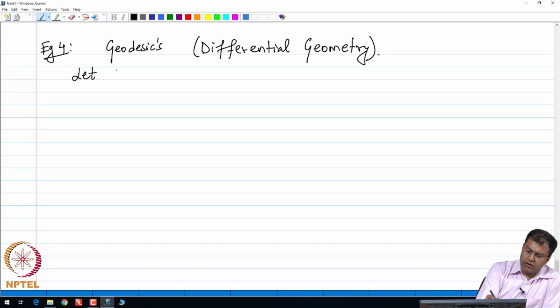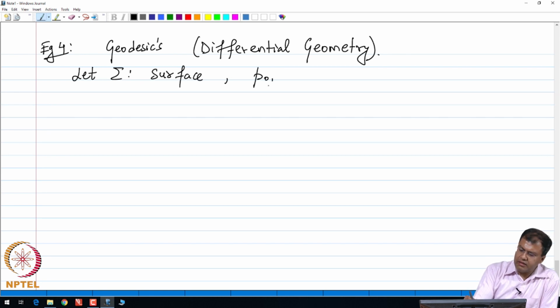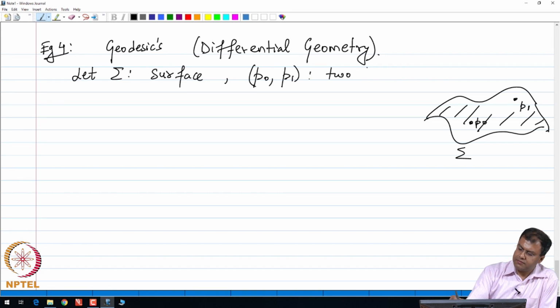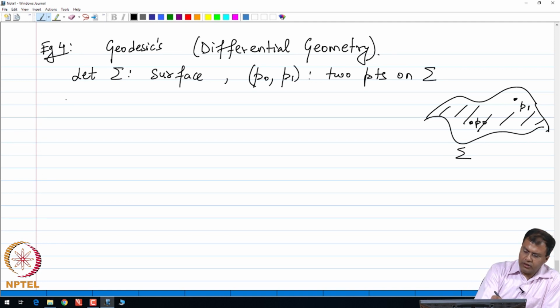Let us assume that sigma is some surface. It could be a surface of a sphere, it could be any particular surface, and let us say P0 and P1. Now, for easier reference, let this be my surface denoted by sigma, and let P0 and P1 be 2 points on this surface sigma.